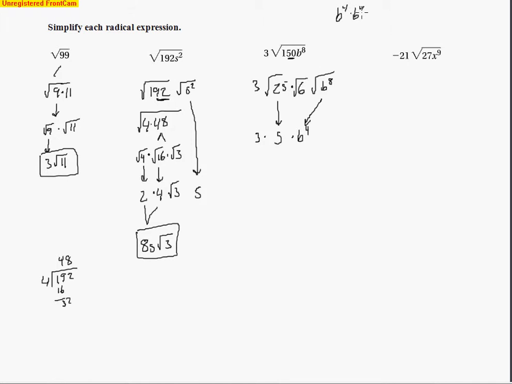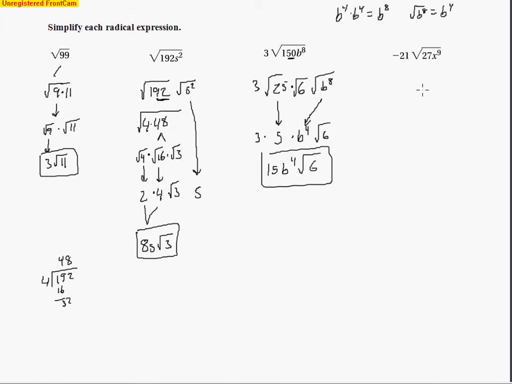And so whenever you take out perfect squares, whenever you have an even exponent, it's going to make a perfect square. So the square root of b to the 8th is b to the 4th power. And so I still have that radical sign with 6 underneath it that I cannot take the square root of. So my answer is 15 b to the 4th square roots of 6. Look at the next one.